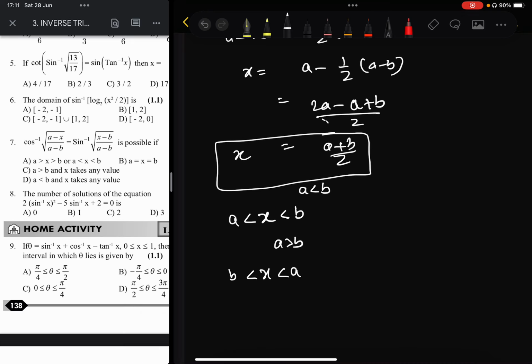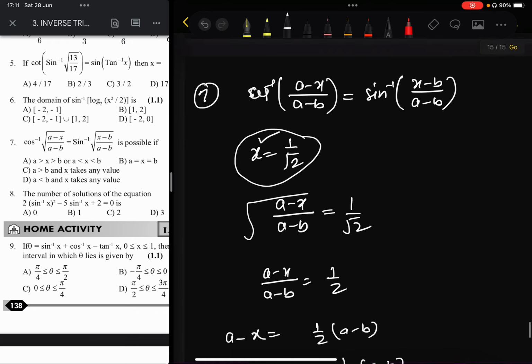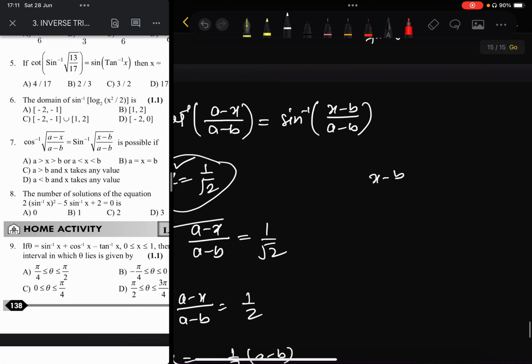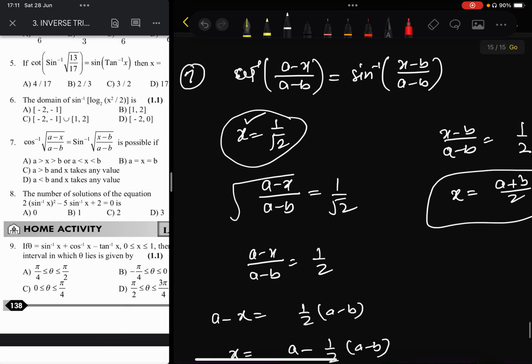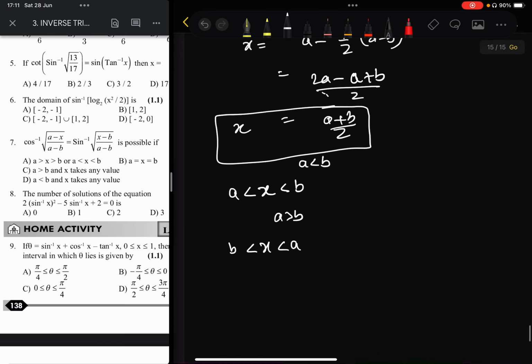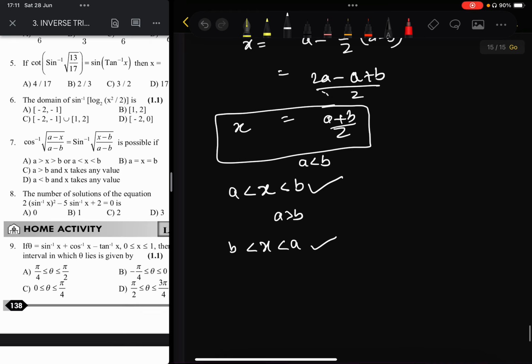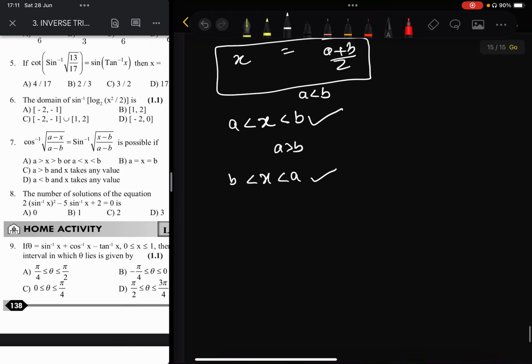Yes, question number 7. You also have to verify whether we are getting x equals (a plus b) by 2 from the other expression, where (x minus b) upon (a minus b) equals 1 by 2. Definitely the same type of equation is given there, so we will also get x equals (a plus b) by 2. So in both cases we are getting the same value of x. That means this will be true, either this or this. As you can see, in question number 7, the first option looks correct, right?